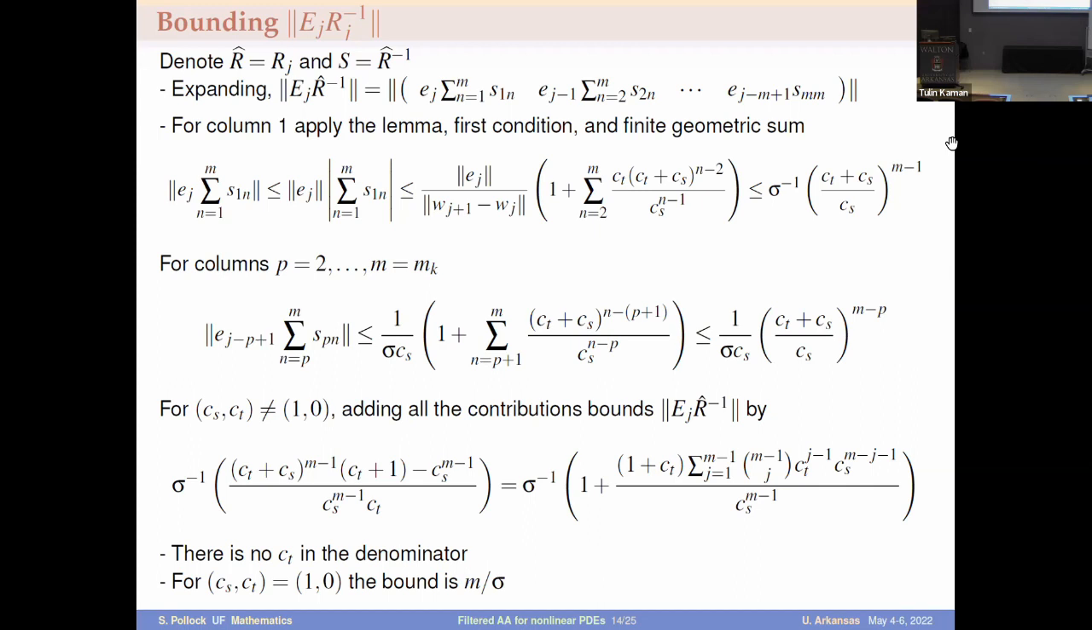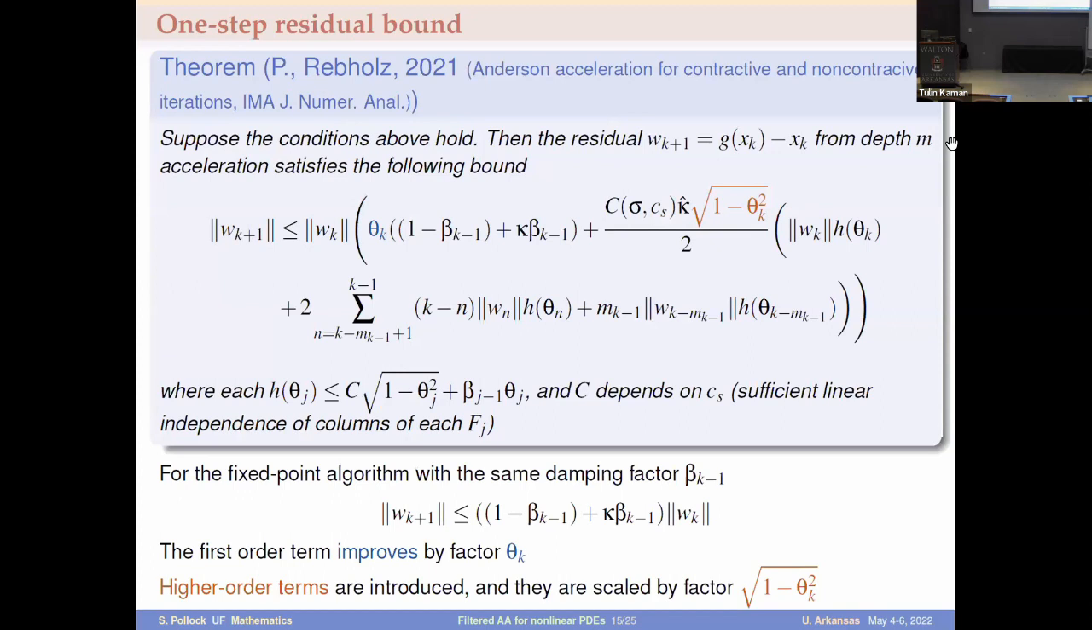It's really fine. If the columns are orthogonal, you can just use this directly and plug in CT is 0 and CS is 1, and you would get that the bound is m over sigma. If the columns are not orthogonal, so CS is less than 1 and CT is greater than 0, then this is bigger than m over sigma. But this is basically how, if you filter out the columns to get a sufficiently high CS, you're then going to control this constant C over here. And that's really kind of the technical details behind this.